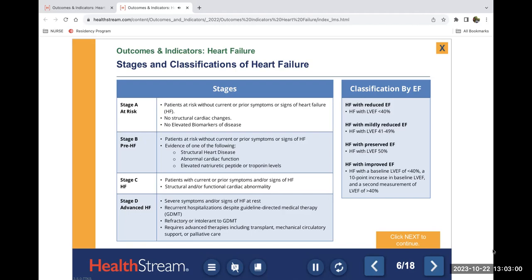Patients with Stage C currently have or have had prior symptoms and or signs of heart failure, including structural and or functional cardiac abnormality. Stage D, advanced heart failure, is the final stage. It is characterized by severe symptoms, recurrent hospitalizations despite guideline-directed medical therapy, or GDMT, refractory or intolerant to GDMT, and requires advanced therapies, including transplant, mechanical circulatory support, or palliative care.